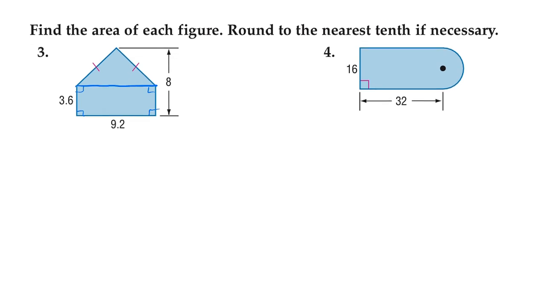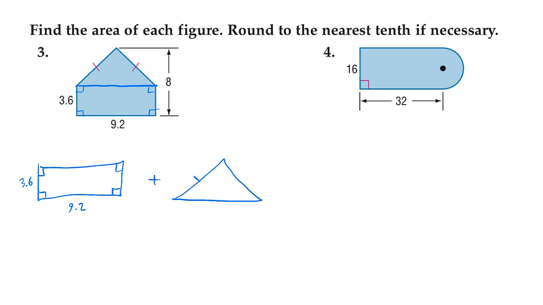All right, so in this one, we have the area of a rectangle that is 3.6 by 9.2, and then we are going to combine that with the area of an isosceles triangle that is 9.2 on its base, and then we subtract the height of 8 here minus the portion that we had was 3.6, so the leftover there is a height of 4.4.